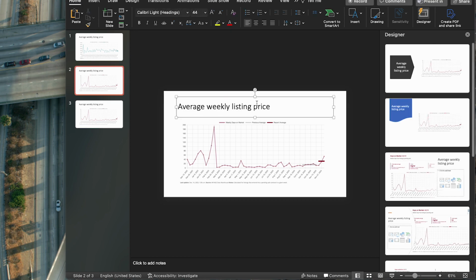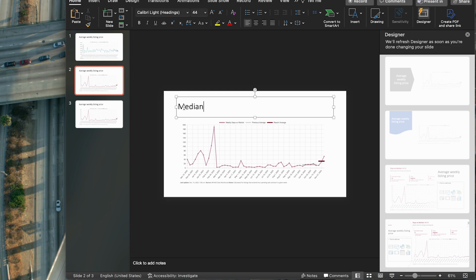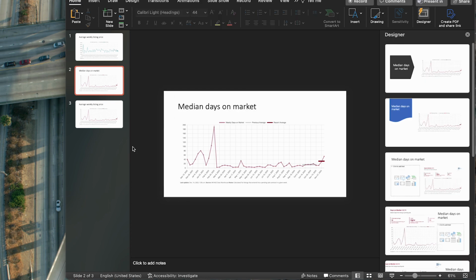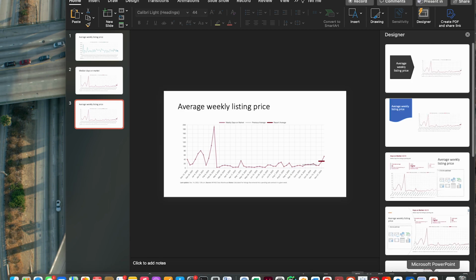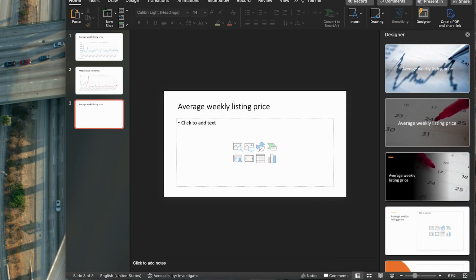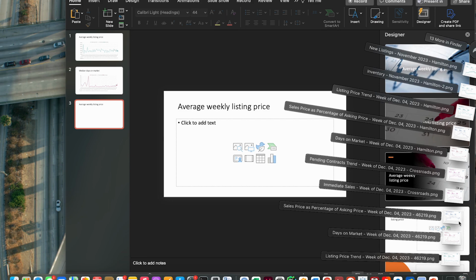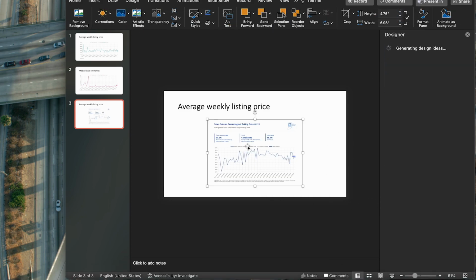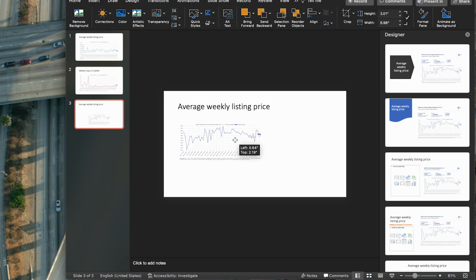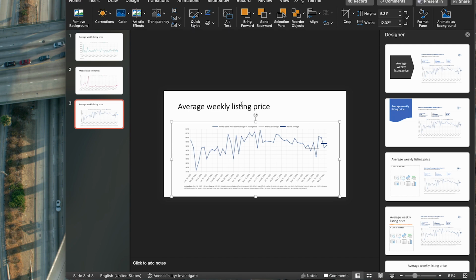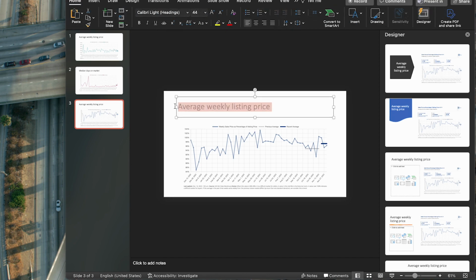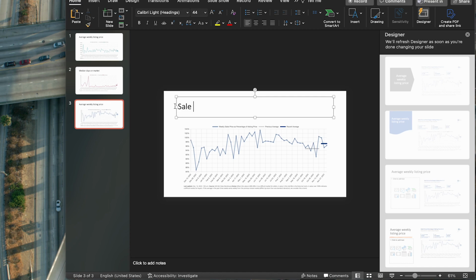And then I need to change this title. Median days on market. And for my last slide, I'll do sales price as a percent of asking price. So again, while asking price is going to vary substantially by their house and their neighborhood, it's good to point out that in this zip code, most folks do have to accept an offer a few percentage points below their asking price. Sale price as percent of asking price.